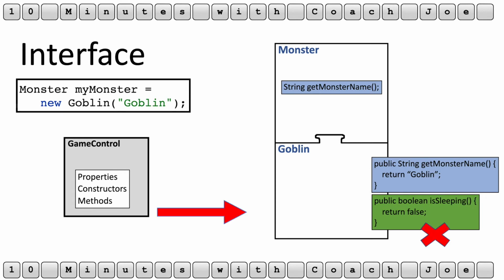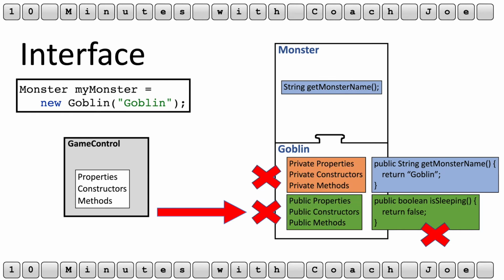Again, imagine the Goblin class also has a public method called isSleeping. The game control class cannot access the isSleeping method or any properties and methods from the Goblin class because there is no abstract method in the monster interface for isSleeping. The game control can only access the getMonsterName method because it's an abstract method of the monster interface.